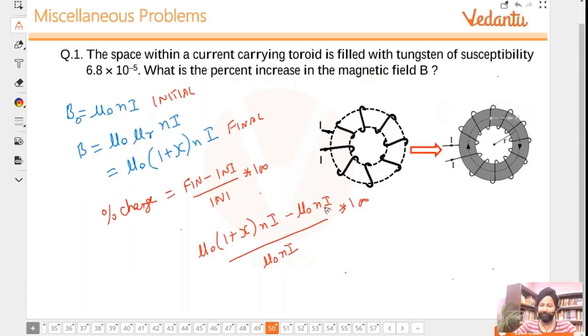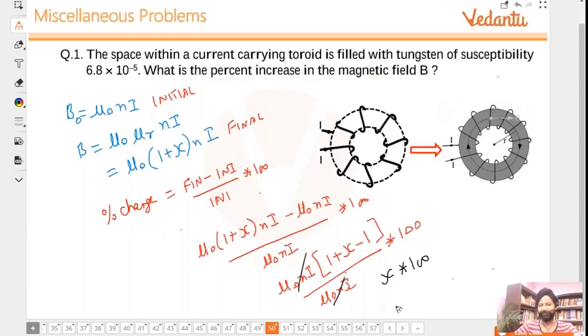Because look at this, you can take mu naught ni common here. So you get mu naught ni common. In there you get 1 plus xi minus 1 over mu naught ni. Don't plug in the values. Save your time, please. And then look how this all gets cancelled out. And 1 minus 1 is 0. So xi multiplied by 100 is your answer, which is equal to 6.8 times 10 to the power minus 3 percentage. That's your final answer.